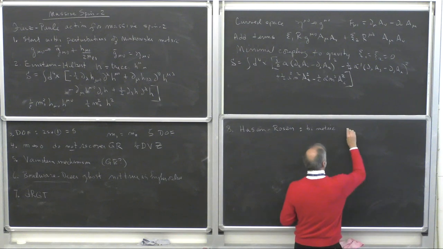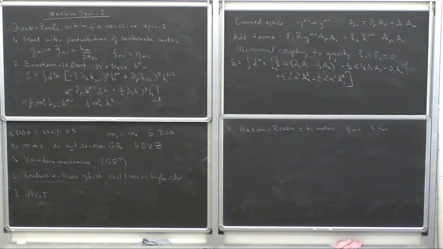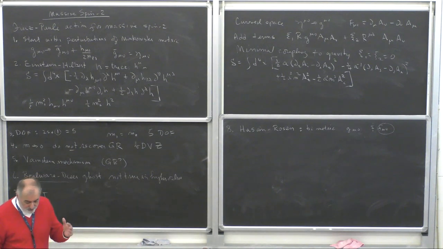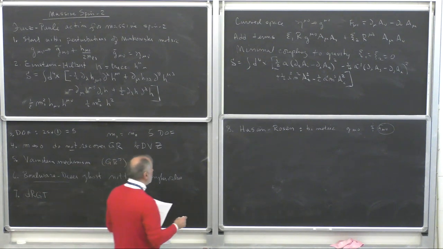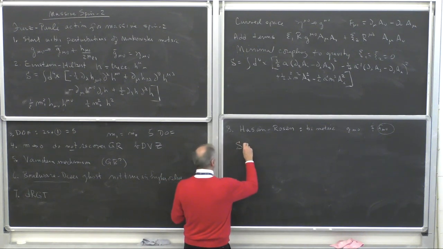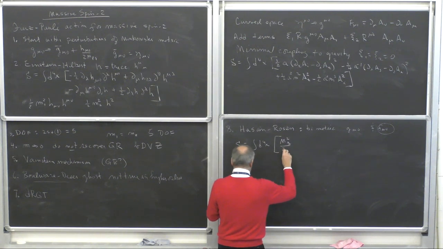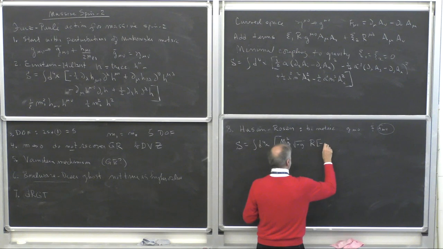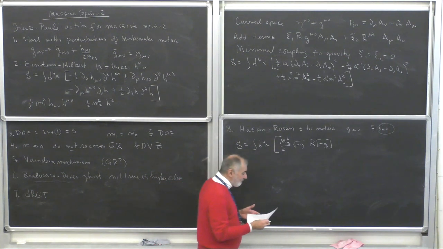So there were two metrics, there's g mu nu and f mu nu. So we want to add to normal massless general relativity a massive spin 2 field with the metric f mu nu. And there's a prescription, we want to do this in such a way that it propagates the correct number of degrees of freedom and is ghost-free. So the Hassan-Rosen action is Mg squared over 2 times the square root of minus g, Ricci scalar with the metric of g. So if you were satisfied just with general relativity, you would stop there.